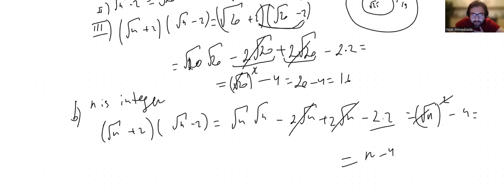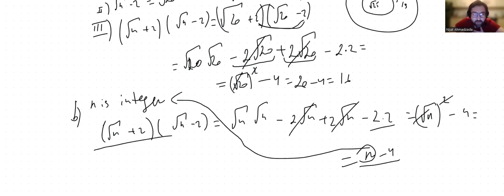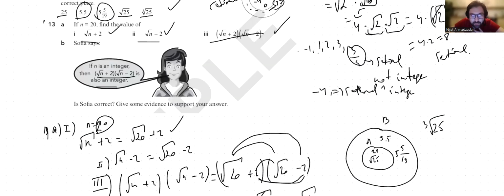Remember, n was an integer, right? That's what Sophia says. So if n is an integer, n minus 4, this whole thing, is also an integer, right? Because an integer minus 4 is another integer. So Sophia is correct. Yes. That's it.